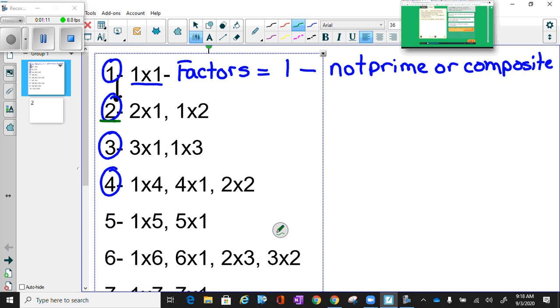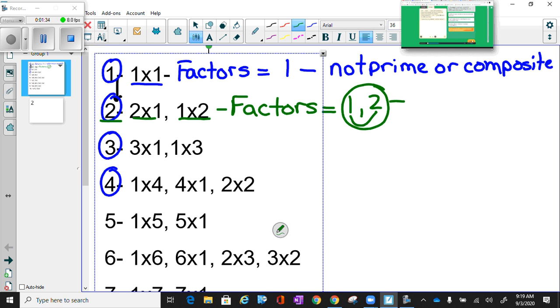Let's go to the number 2. The number 2 has these as its multiplication facts, which means the factors of 2 are 1 and 2, because 1 times 2 makes 2. These are the only two numbers that make 2 when you multiply them together. So that means that this only has 2 factors, and because it has 2 factors, then it is called a prime number. Okay?